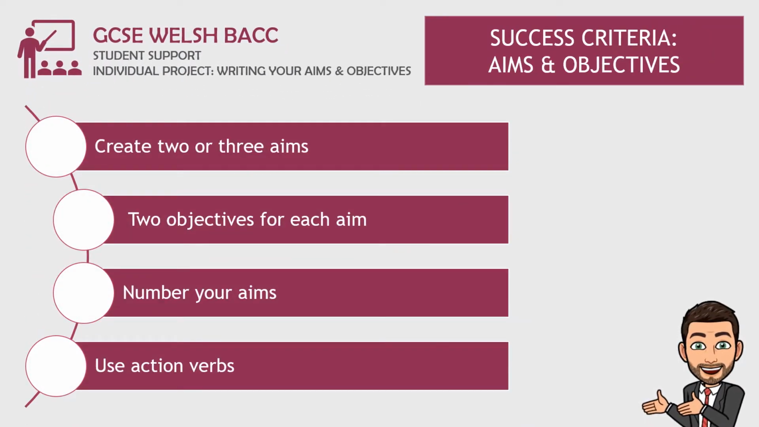For the aims and objectives, the success criteria is as follows. You need to create 2 or 3 aims. We'll explain more specifically about aims and objectives and what they are later in this video. For each aim, you require 2 objectives. Again, that'll be explained later on in this video. Your aims need to be numbered and you need to be using what's referred to as action verbs.